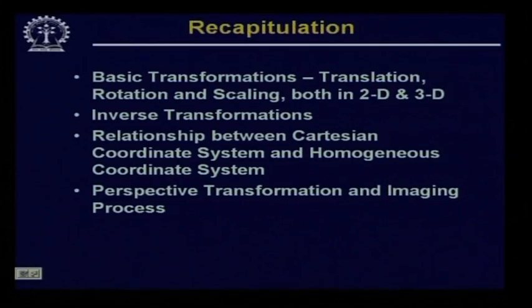Then for all these transformations we have also seen the corresponding inverse transformation. Then after that we have gone for the conversion from the Cartesian coordinate system to the homogeneous coordinate system, and we have seen the use of the homogeneous coordinate system in perspective transformation, which we have said is an approximation of the imaging process. So, when a camera takes the image of a point in a 3-dimensional world, this imaging transformation can be approximated by the perspective transformation that we have discussed in the last class.